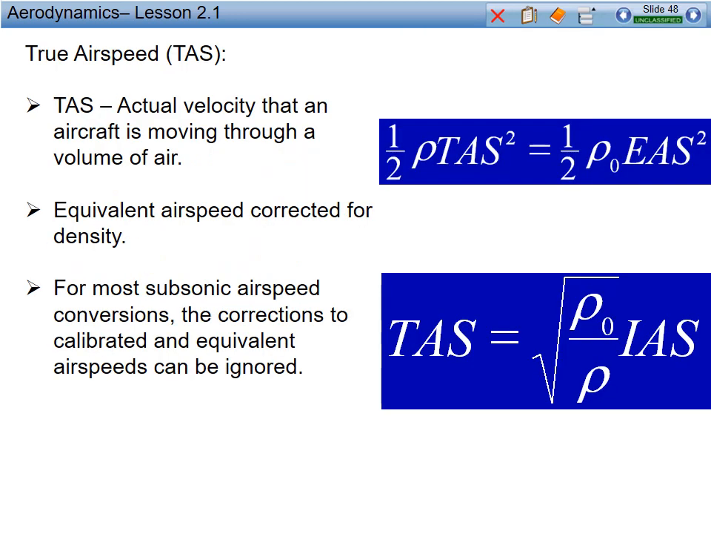True airspeed is the actual velocity that an aircraft is moving through a volume of air. Equivalent airspeed corrected for density. For most subsonic airspeed conversions, the corrections to calibrated and equivalent airspeeds can be ignored. True airspeed is equal to the square root of rho naught over rho times our indicated airspeed.